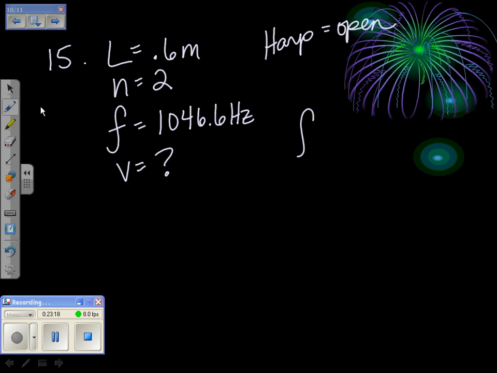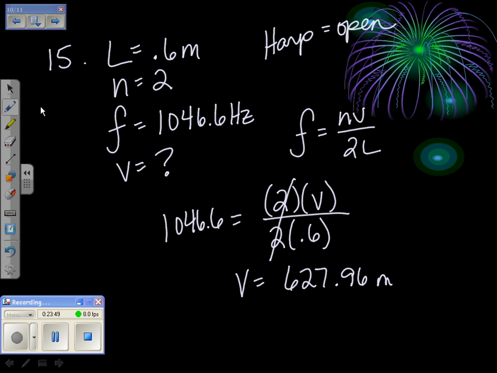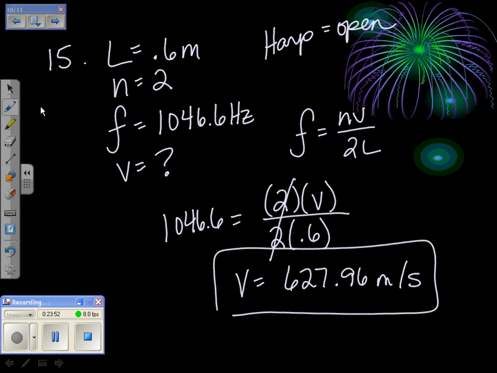Again, since it's open, that tells us to use the frequency equals nv over 2L. So 2 times my v, which is what I want to solve for, over 2 times my 0.6 equals 1046.6. Really, you could cancel those out, just multiply, and when you solve for v, you should get an answer of 627.96 meters per second.